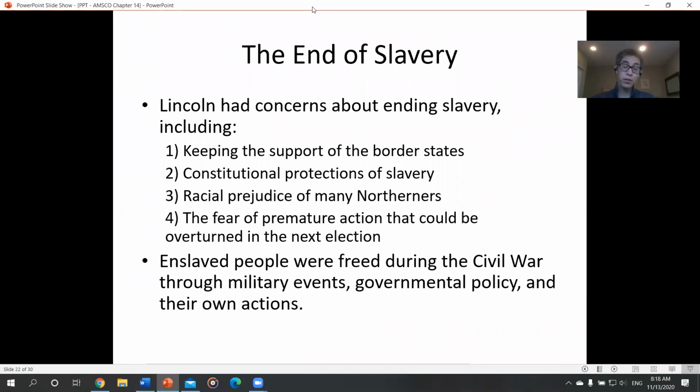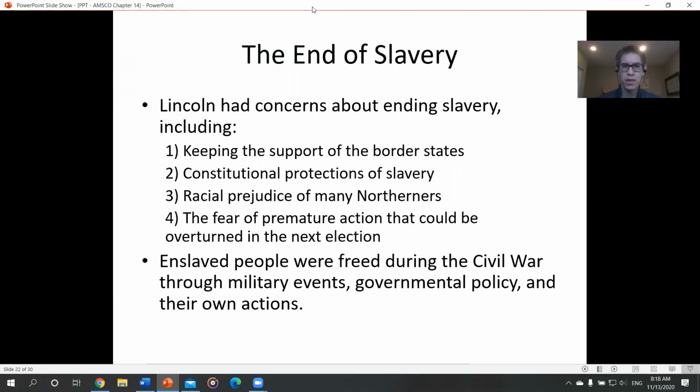And so after this military victory at Antietam, Lincoln begins to wonder whether he should end slavery or not. Now, this was a question he'd already been thinking about. Originally, when Lincoln ran for president in 1860 and then at the start of the Civil War, Lincoln was not going to end slavery. He needed the support of the border states.